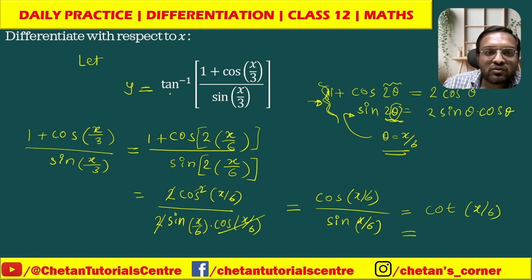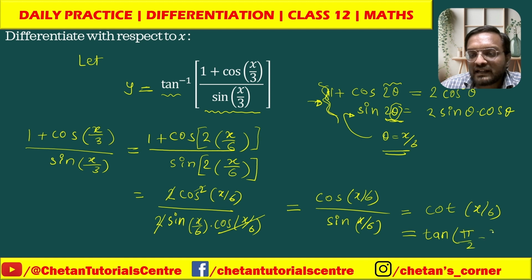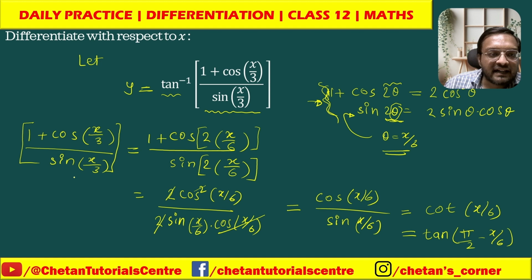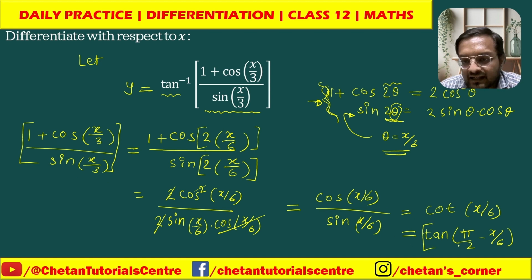Now we have to convert the term inside the bracket in terms of tan. So this cot I will convert in terms of tan. So how to do that? Tan of pi by 2 minus x by 6. So in this way I have converted the term inside the bracket in terms of tan.